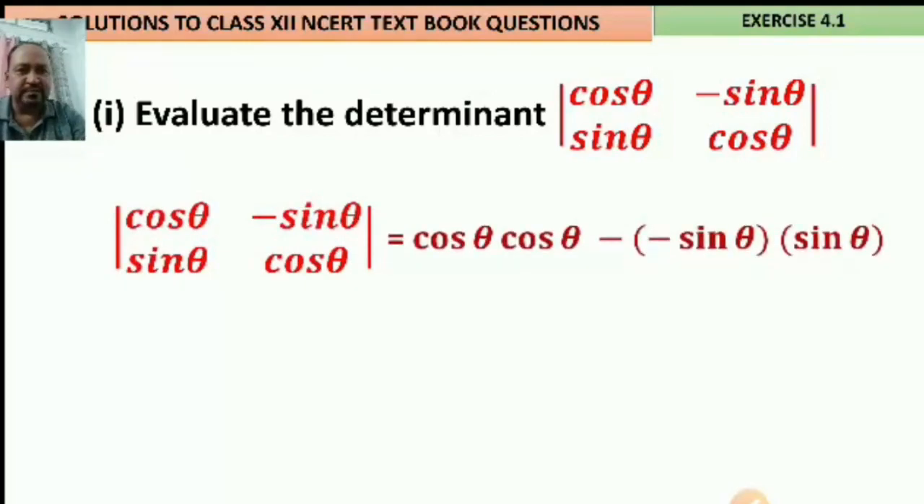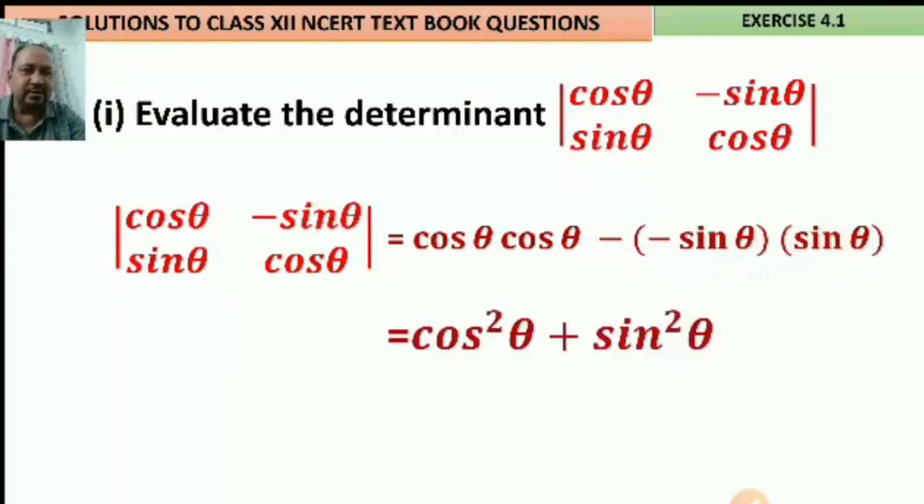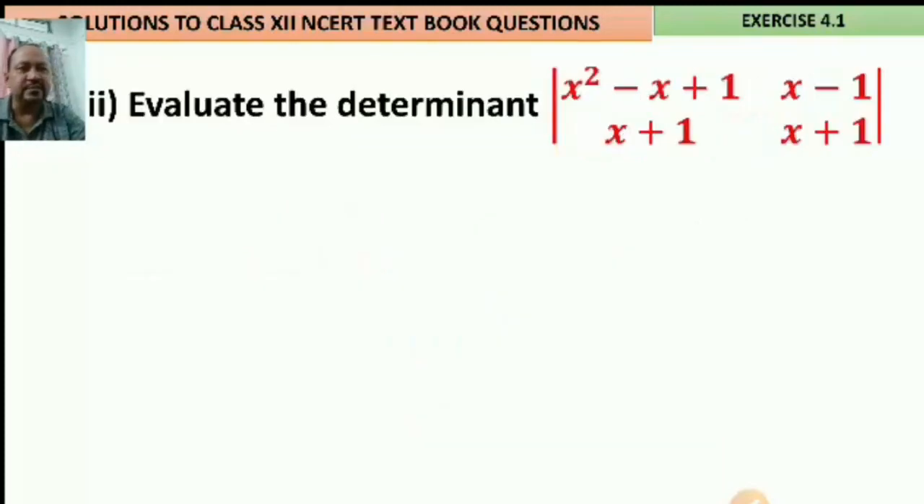You have to follow the procedure for how to evaluate a determinant. So cross multiply cos theta into cos theta, minus sin theta into minus sin theta, like this: cos square theta plus sin square theta, and the value of the determinant will be 1, since cos square theta plus sin square theta is a trigonometric identity whose value is 1.